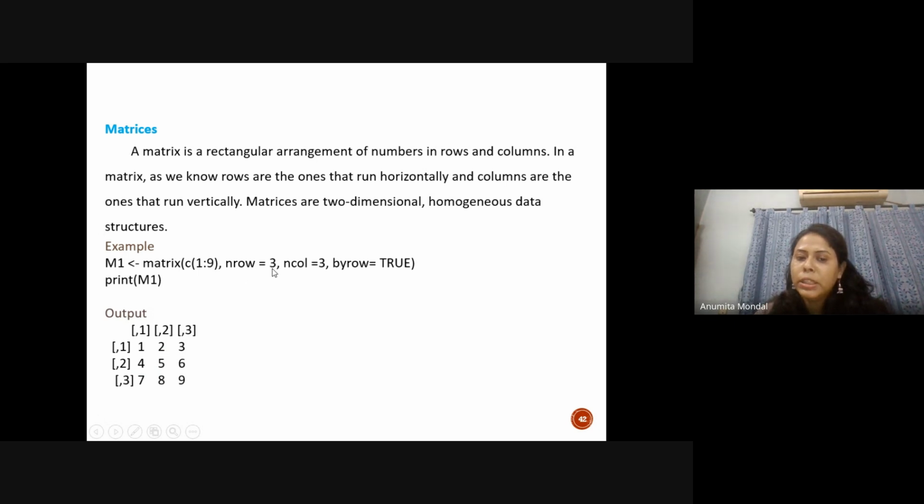Their number of rows is 3 and columns is 3, and byrow is TRUE means the values are shown row-wise. If we put byrow as FALSE, then the values will be shown column-wise. In this case, 1, 2, 3, and then 4, 5, 6, and 7, 8, 9.